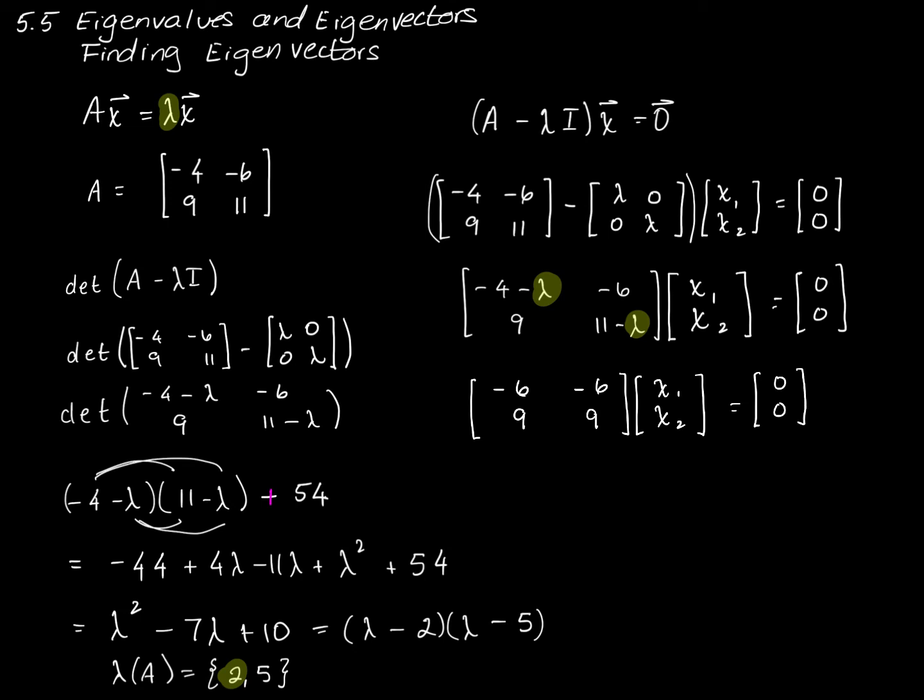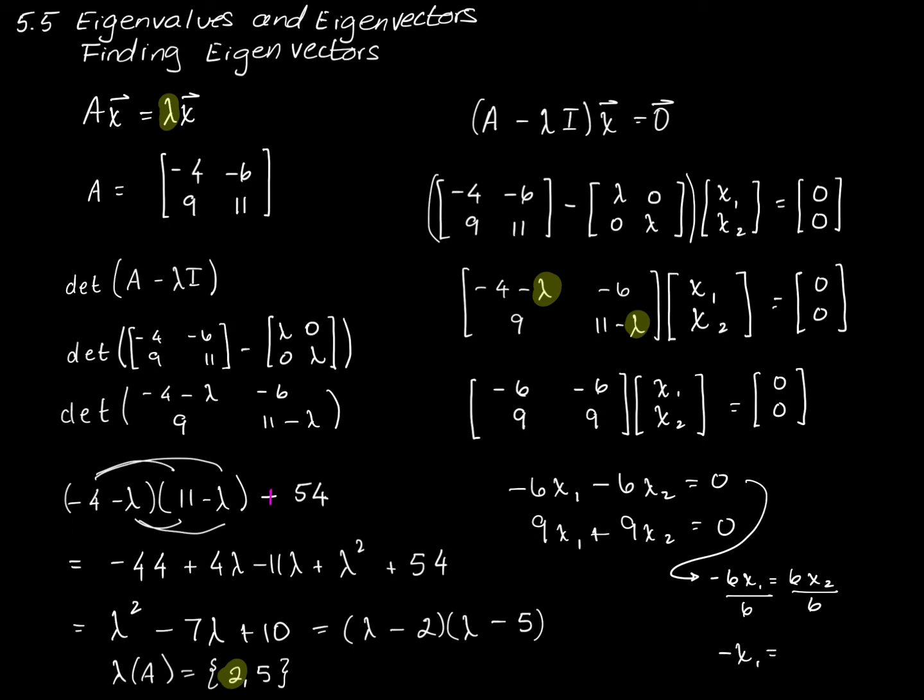I can do this matrix multiplication now, and I get -6x1 minus 6x2 equals 0, and 9x1 plus 9x2 equals 0. And if I solve one of these, let's just take this one over here. If I add 6x2 to both sides, I get -6x1 equals 6x2. And let's divide both sides by +6. I get -x1 equals x2.